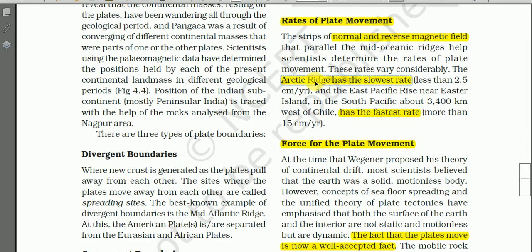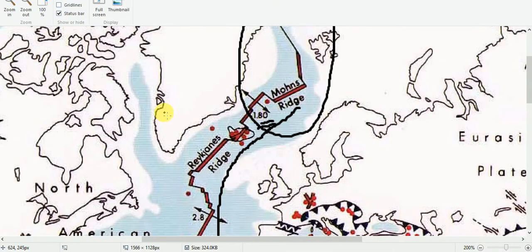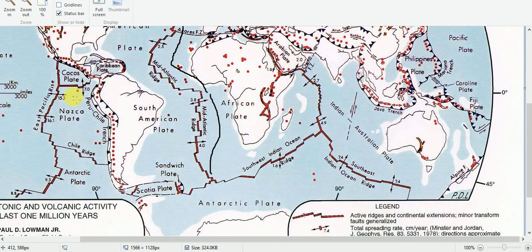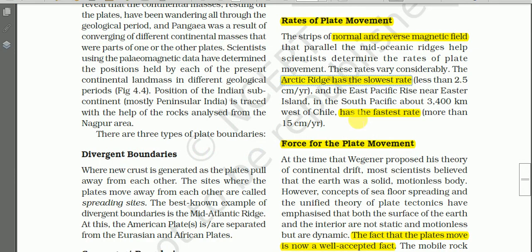The Atlantic ridge, a mountain range below the Atlantic Ocean, has the slowest rate of plate movement, less than 2.5 centimeters per year. That is here, 1.80 centimeters per year. Whereas here is the East Pacific rise, and here the rate of plate movement is the fastest. In this area it is 16.1 centimeters per year, that is more than 15 centimeters per year. It is also mentioned in the book: the East Pacific rise near Easter Island has the fastest rate, more than 15 centimeters per year.